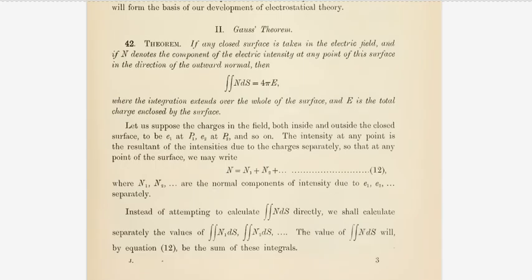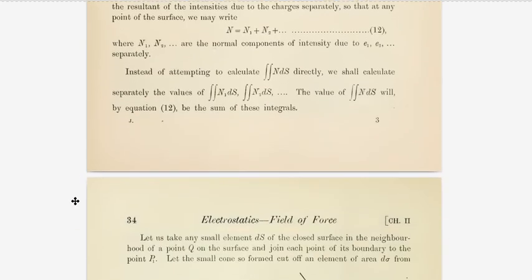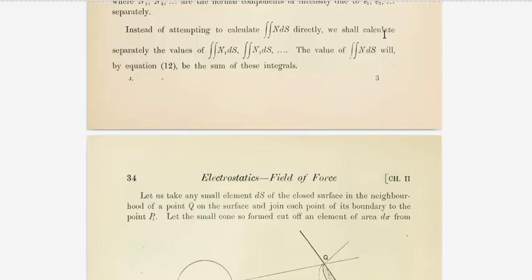Let us suppose the charges in the field, both inside and outside the closed surface, to be E1 at P1, E2 at P2 and so on. The intensity at any point is the resultant of the intensities due to the charges separately, so that at any point of the surface, we may write N equals N1 plus N2 plus and so on, where N1, N2 are the normal components of intensity due to E1, E2 separately. Instead of attempting to calculate the surface integral of N dS directly, we shall calculate separately the values of the surface integral of N1 dS, the surface integral of N2 dS. The value of the surface integral of N dS will, by equation 12, be the sum of these integrals.